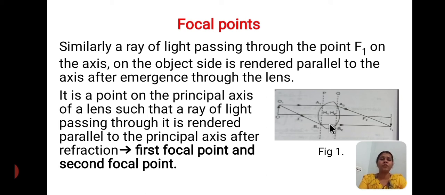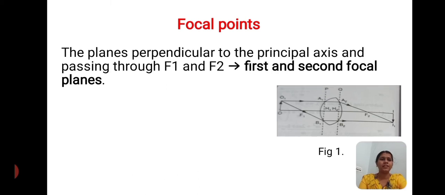Now what do we mean by the focal plane? Now we learnt about the focal point, so we will try to know what a focal plane is. The plane which is perpendicular to the principal axis and passes through the points F1 and F2, that we call the first and the second focal plane. So now we learnt about the principal point, focal point, principal plane and the focal plane.